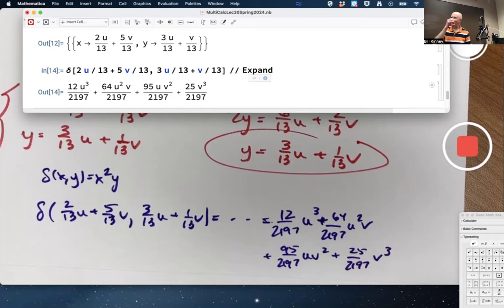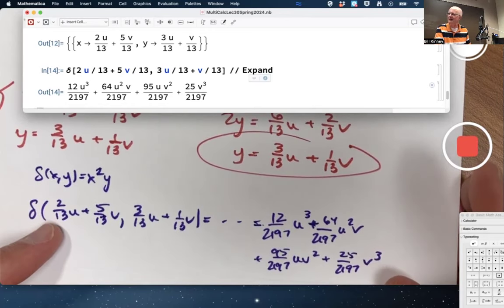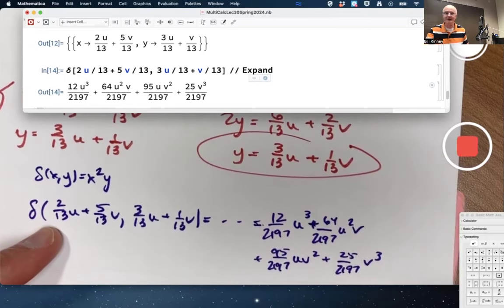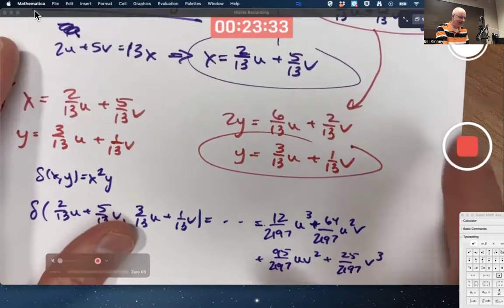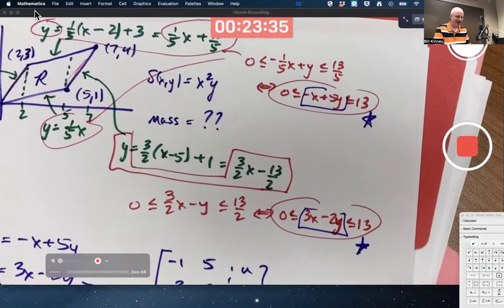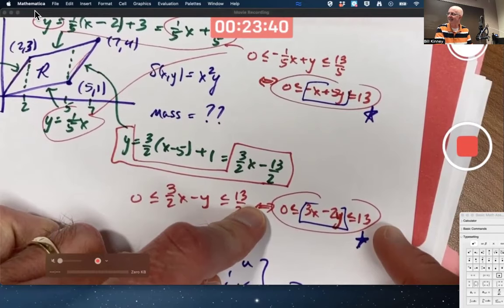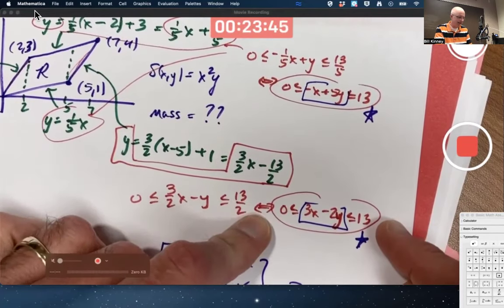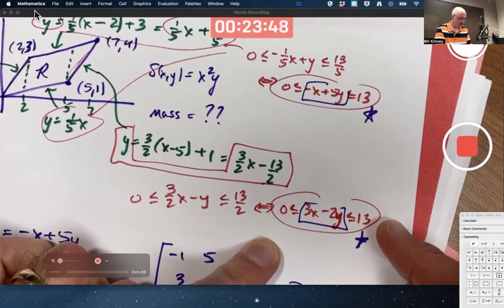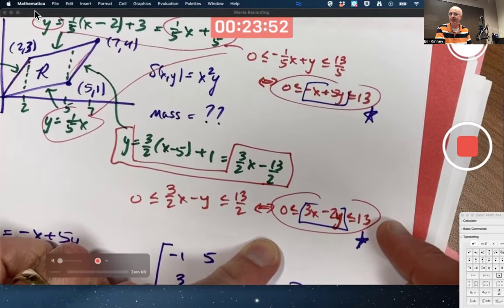If I integrate this new function, do I get the right answer? And how do I integrate it? And what would the limits of integration be? The limits of integration are the really nice part. The limits of integration are 0 and 13 in both cases. These inequalities just happen to be the same, 0 to 13 in both cases. That's just a coincidence. They didn't have to be the same.